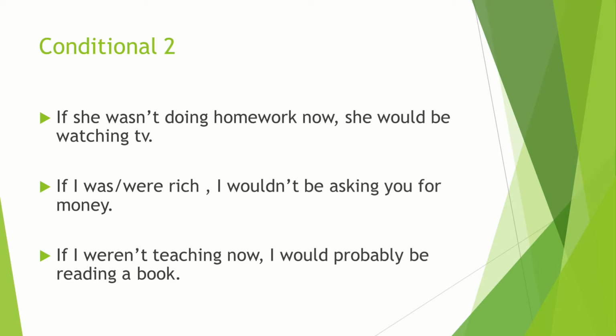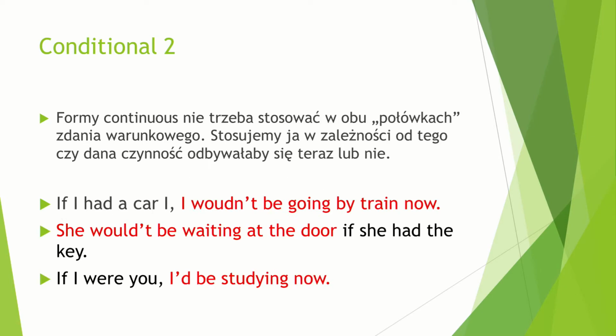And the last sentence: if I weren't teaching now, I would probably be reading a book. And again, you have a conditional sentence, second conditional. Both parts of the sentence are in the continuous form. Why? Because we are talking about actions happening right now. If I weren't teaching now, and I am, I would probably be reading a book in this very moment. Okay? So after if you have past continuous, in the other part you have would be -ing.